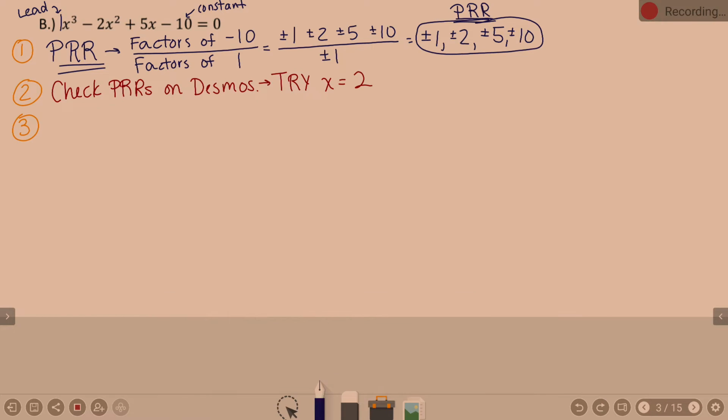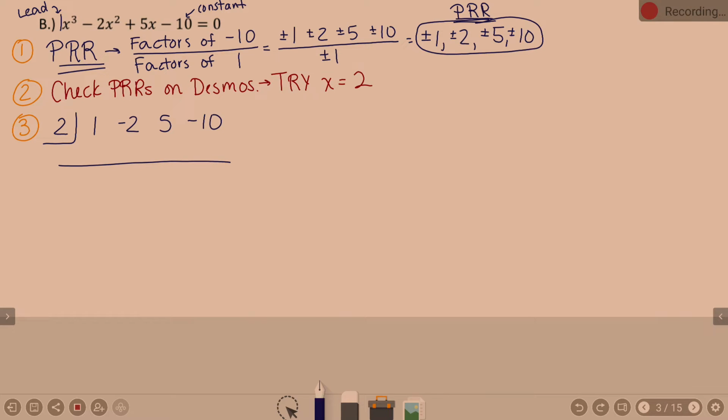Step 3 says we're going to put 2 into our synthetic division and try it, yes? What goes next to the 2 in synthetic division? 1, -2, 5, and -10. Okay? So still reviewing and using those synthetic division skills that keep coming back at us.